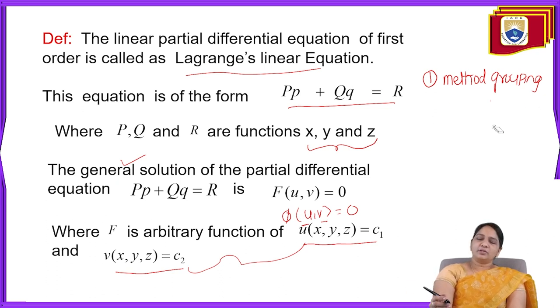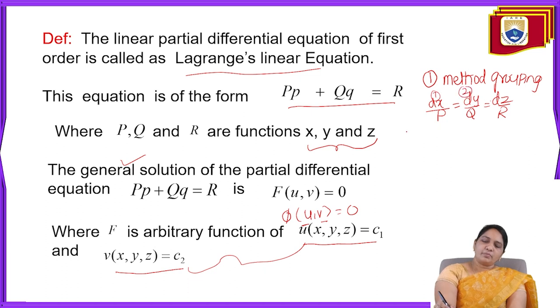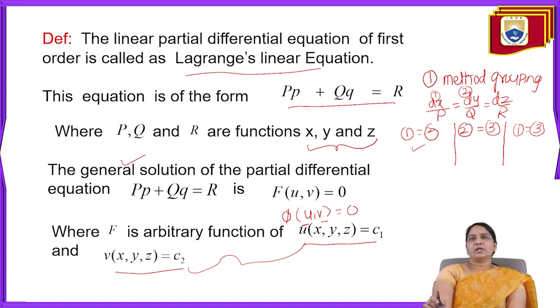method of grouping. In this method of grouping, we first write the auxiliary equation: dx by P equal to dy by Q equal to dz by R. Now, we will take the first member and second member, then we can get one solution after doing the integration. Otherwise we can select the second one and third one, otherwise the first one and third one. Like this we can take whichever pair is suitable to do the direct integration after simplification. Then we can get the solutions. Here we need to get one solution from here and the second solution from here. Then we can write the general solution.